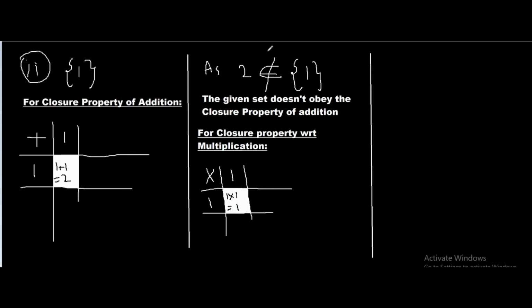So you have to check whether this result, which is 1, is included in the given set or not. If you check, this entry 1 is contained in the given set. This is only one output, and this one output is not out of this set, but it is included in it. It is inside this set. Therefore the given set is obeying the closure property of multiplication.